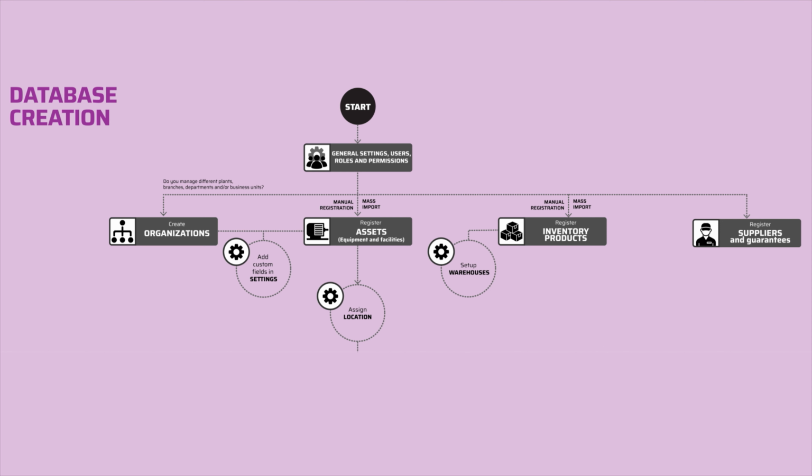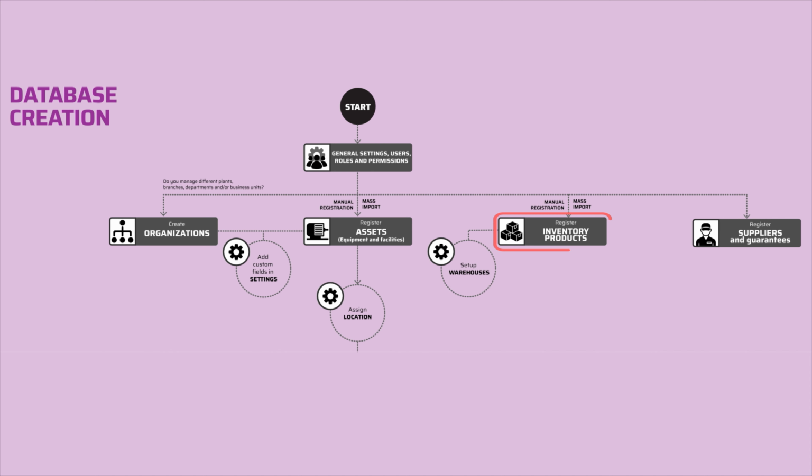So far, we've set up our general settings, roles, and users. We've created organizations, units, departments, or plants. We've added our assets by including custom fields in the settings section. We've created our hierarchy by assigning locations to these assets. And we've demonstrated the functions of our tables.